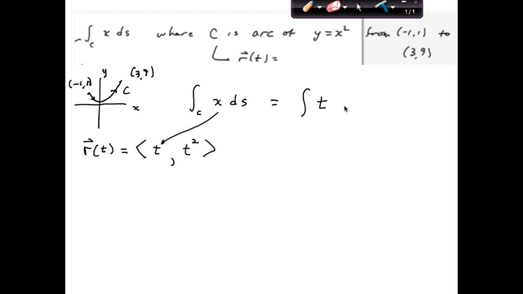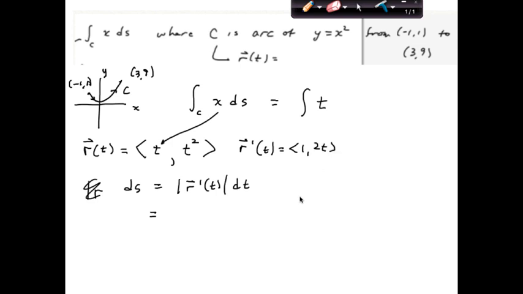And then what was ds? ds is, what we just showed, the magnitude of r prime of t dt. So what's r prime of t? One, 2t. So what's the magnitude of that? The square root of 1 plus 4t squared. So my x, according to the vector function, is t. My magnitude of the derivative is the square root of 1 plus 4t squared, and that's my ds right there.